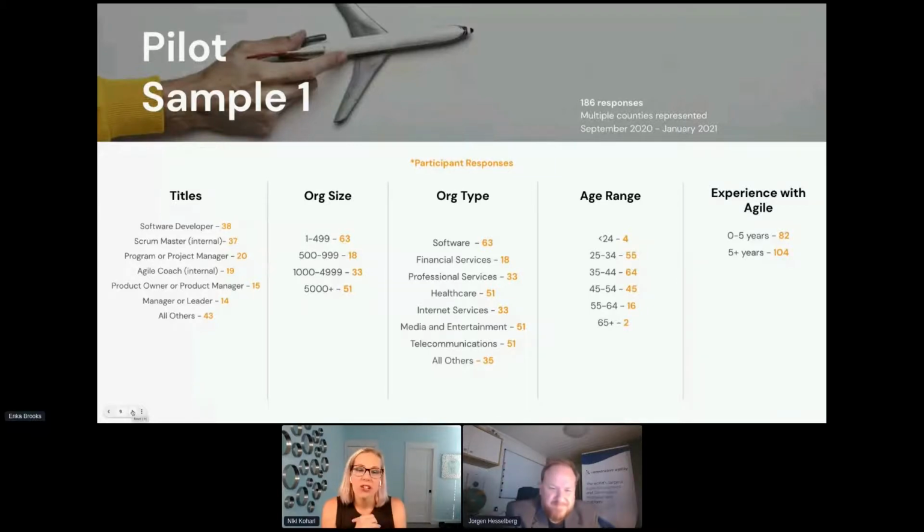Also a mix of ages and titles, so it was a good distribution of folks. The majority of our sample were software developers, scrum masters, project and program managers, agile coaches as well, and some technical leaders. So, the people who would have the most experience with retrospectives on a regular basis. So that was really the sample we worked with.